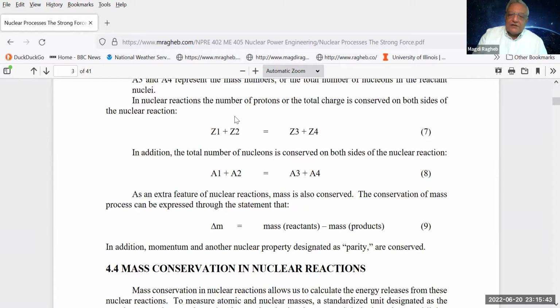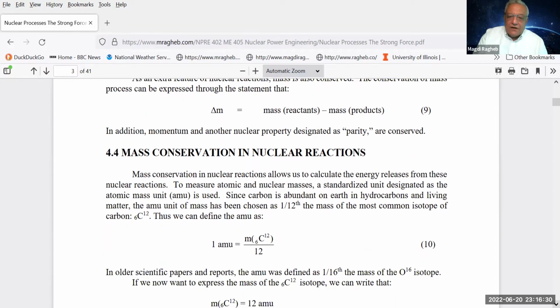So the conservation laws that we observe here in the exhibition of the strong force is that Z1 plus Z2 in the reactants should be equal to Z3 plus Z4 in the products. A1 plus A2, which are the mass numbers of the reactants, should be equal to the mass numbers in the products. And then the delta M that we wrote for the equation should be equal to the mass of the reactants minus the mass of the products. There are other properties that we are going to deal with later on: momentum also is conserved, not just total energy, and another quantity that we call parity is associated with the conservation of momentum.